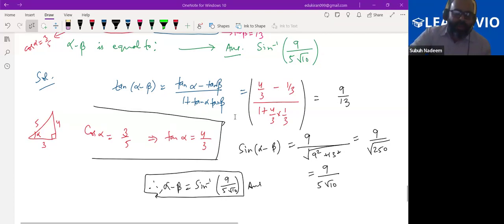So keep trying the questions which will be given to you in the assignment and apply different formulas. Basically, we have done formula, property, graphs, these things. So these you need to apply, and the definition also, that is the principal value and all.